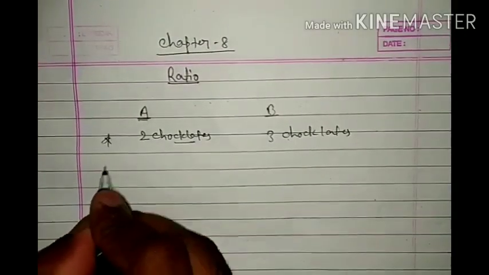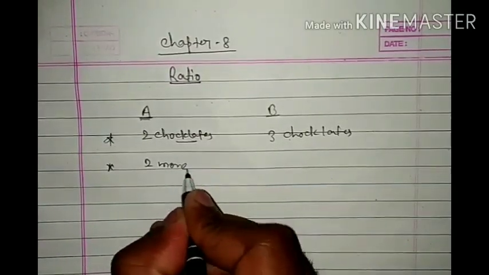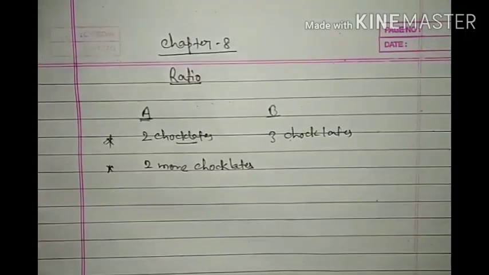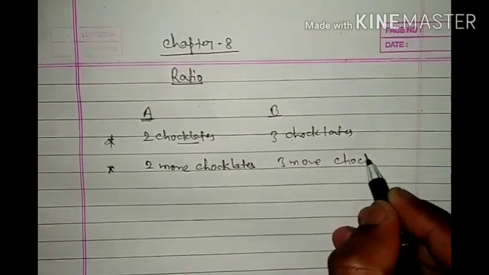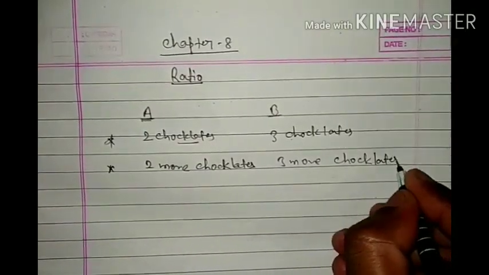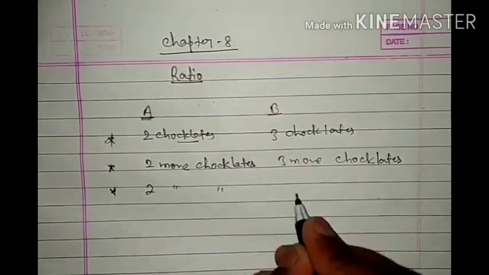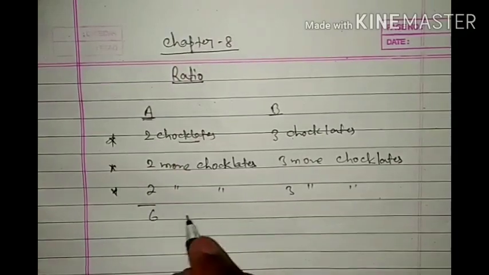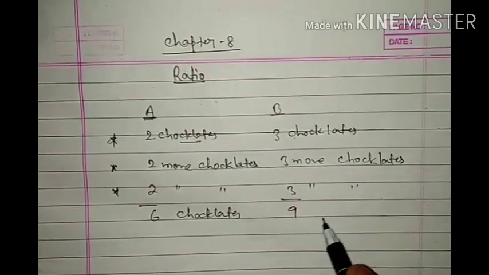Again, mother gave 2 more chocolates to A and 3 more chocolates to B. Let's take it one time more. Mother gave 2 more chocolates to A and 3 more chocolates to B. When we calculate the total number of chocolates, we can see that A has 6 chocolates and B has 9 chocolates.